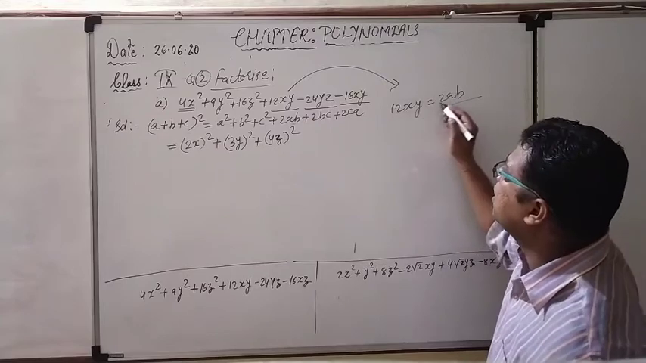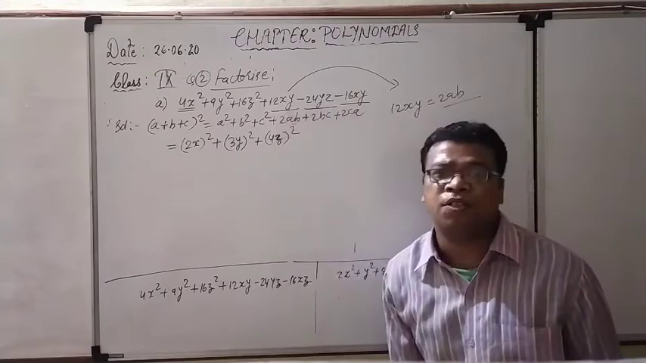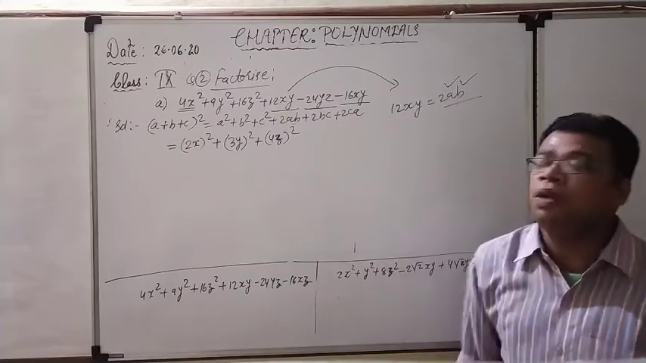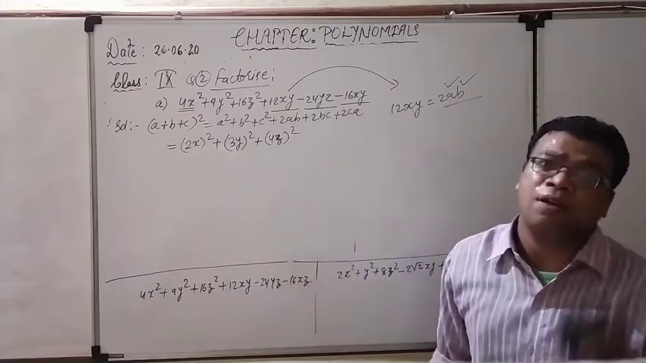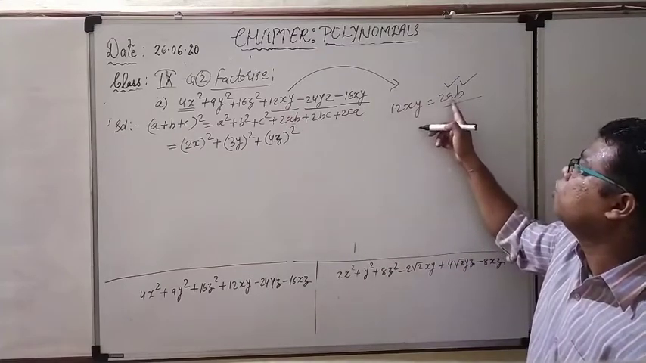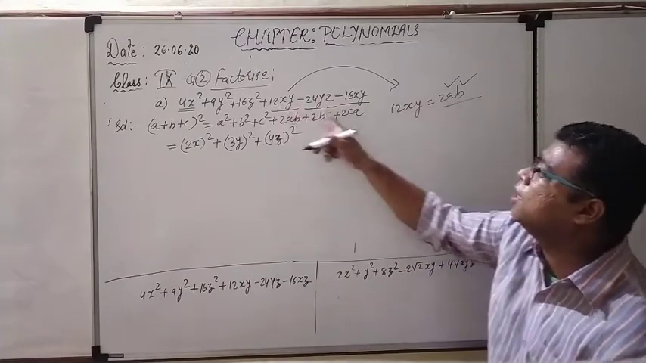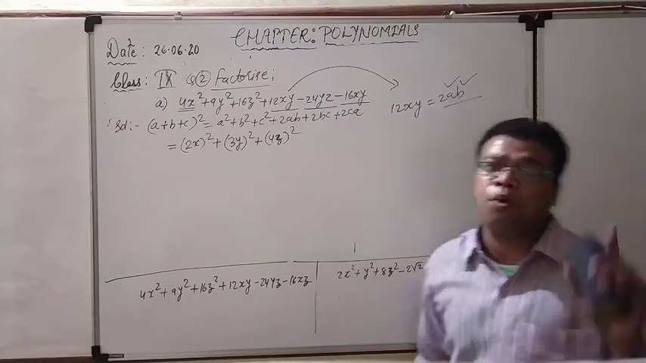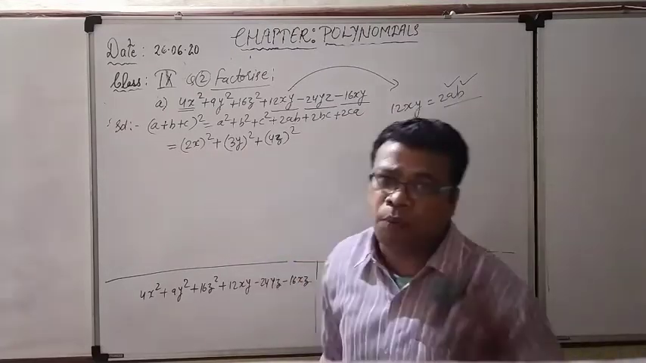And because it is coming in the plus form, it means that the values of a and b both are positive, because this term is showing me 2ab. So 2ab is coming in the plus form, meaning a and b both are positive.